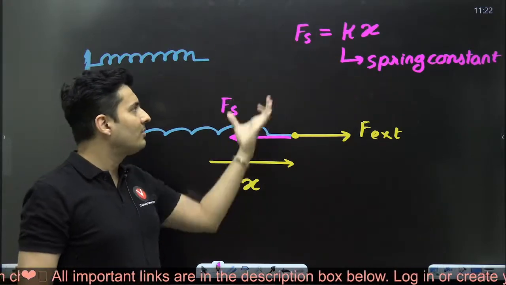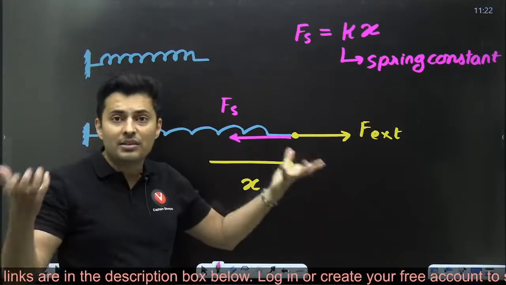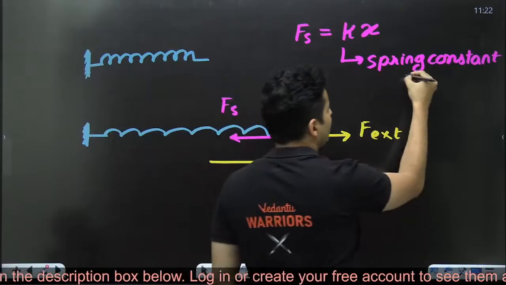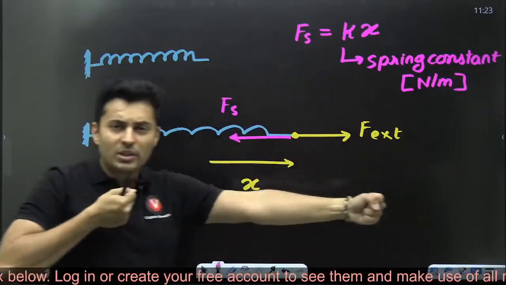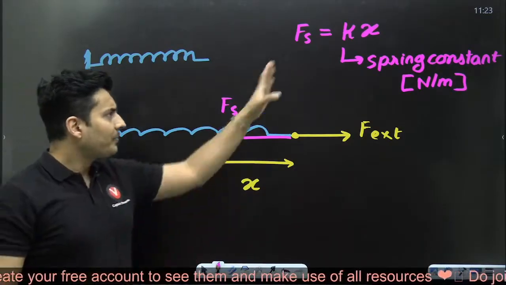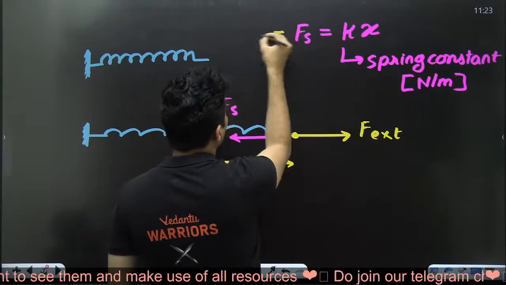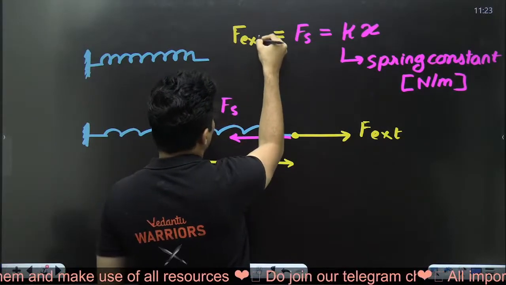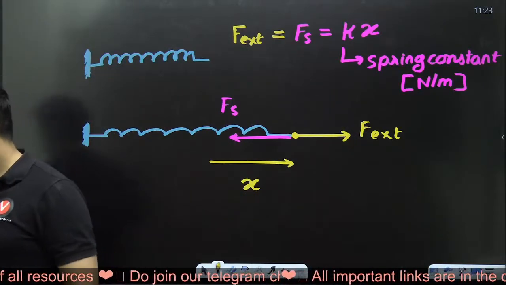So the spring force will be some constant of that spring, called the spring constant, which is often expressed in newtons per meter. How much Newton force you need to extend it by a meter. That is the spring constant. And this spring force will also be equal to the external force. Is this very, very clear in your head?